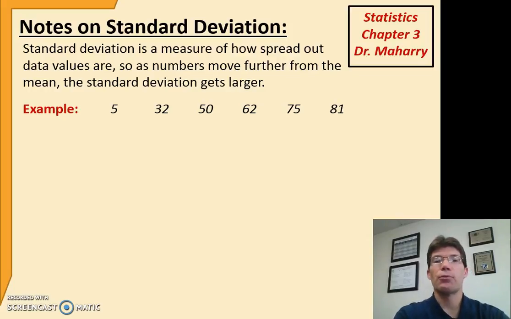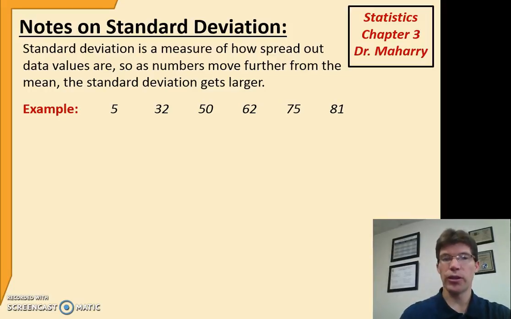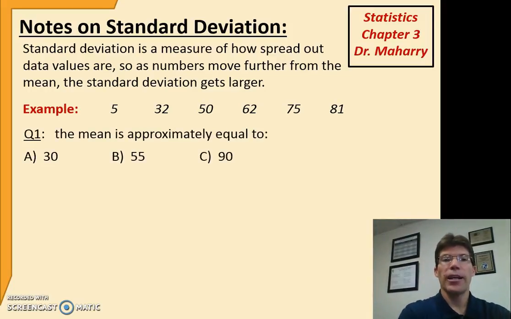So if we have this example here, I have some numbers and I purposely put them in order. So I'm going to ask a couple of questions. First, let's talk about the middle of this data set. What would the mean be equal to? So not going to do any calculations here. Just estimate where the mean is. The mean is the average.